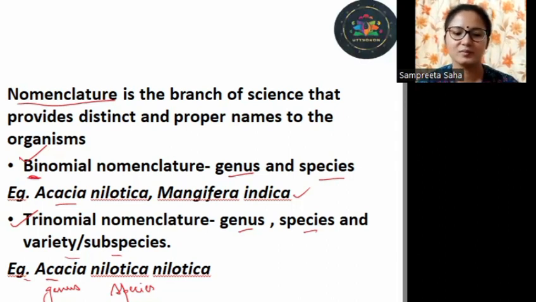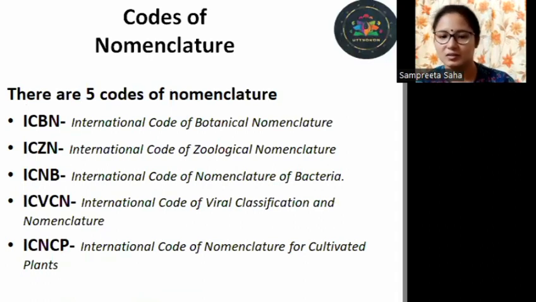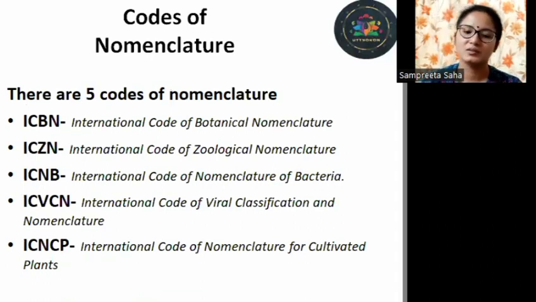Next, coming to the codes of nomenclature. Now, these abbreviations are very important and they are sometimes misleading. We all know ICBN is the International Code of Botanical Nomenclature. This you will always get confused with the third one, International Code of Nomenclature of Bacteria. So ICBN and ICNB, don't forget that.